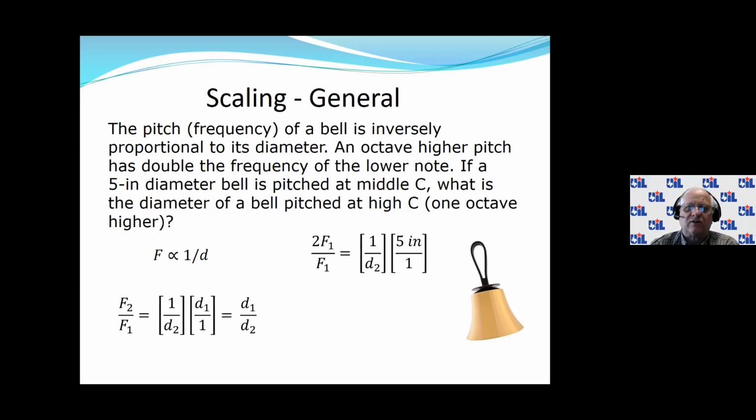I can solve for D2, and I wind up with D2 equal to 2.5 inches. So I reduce the diameter by a factor of 2 to increase the pitch by a factor of 2. So what are the rules of this?